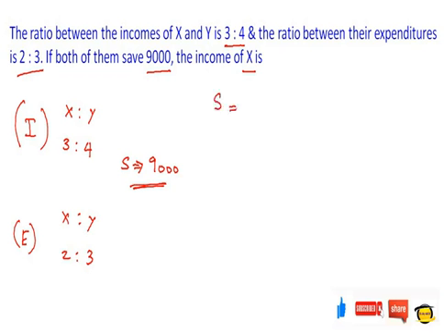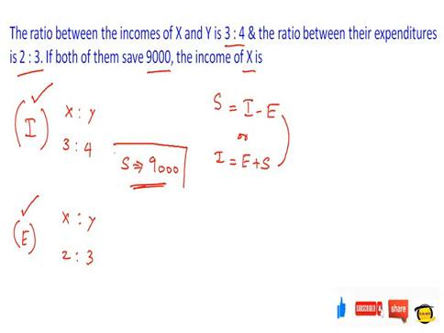Savings is equivalent to income minus expenditure, or we can find income by using the formula expenditure plus savings, right? So based on these two statements, it's very clear that the difference between this ratio and this ratio is equivalent to the savings part, right? So let's find out the original income of X and Y.